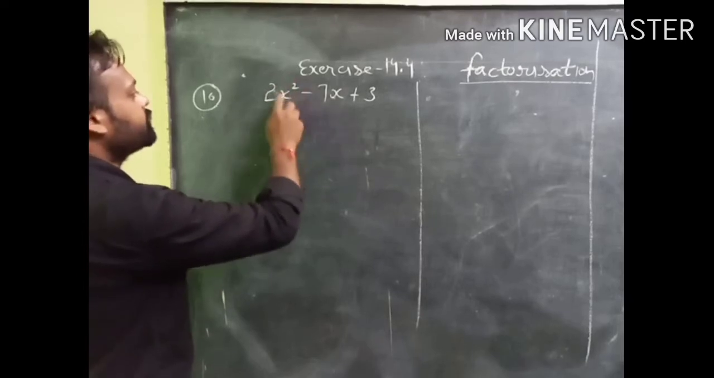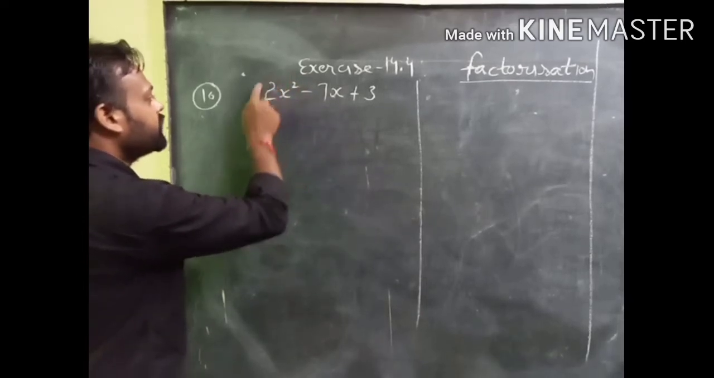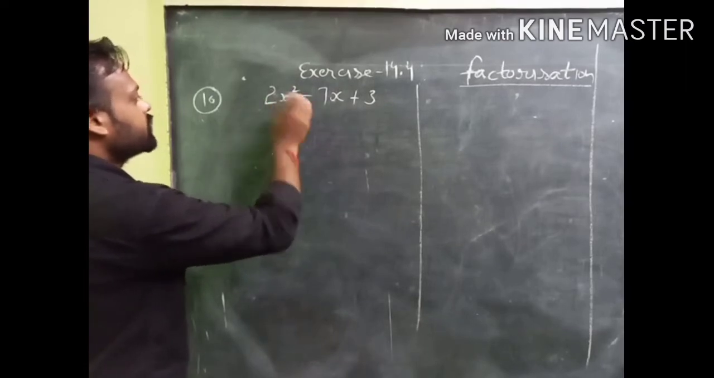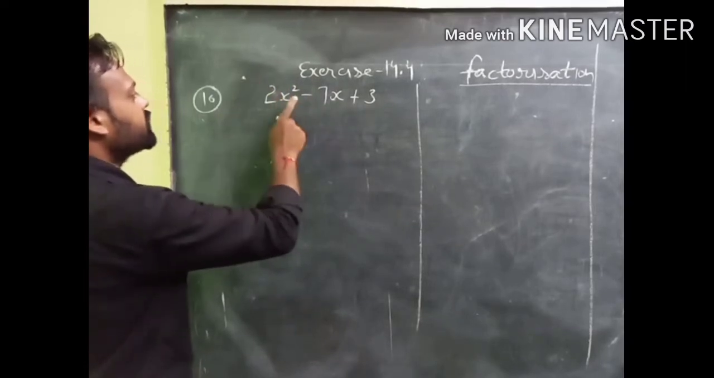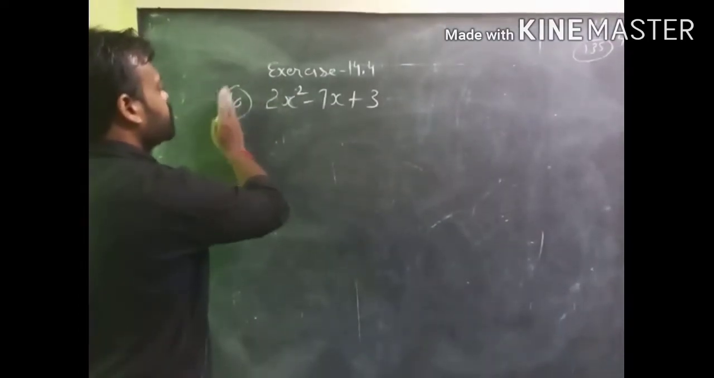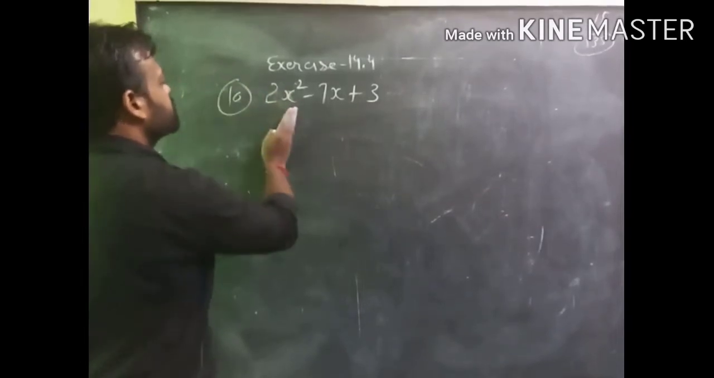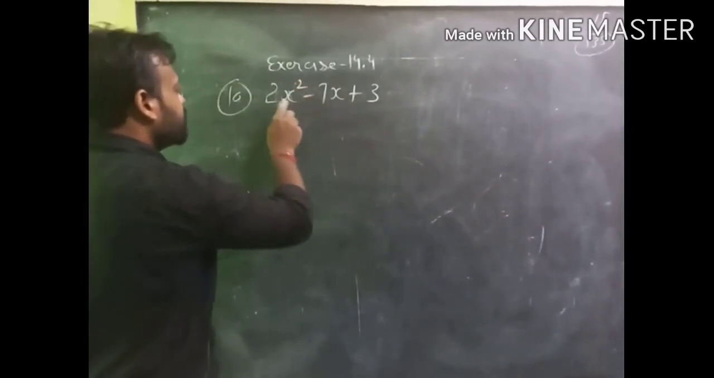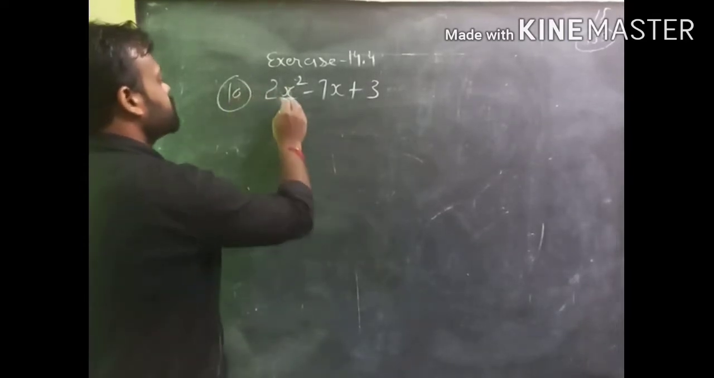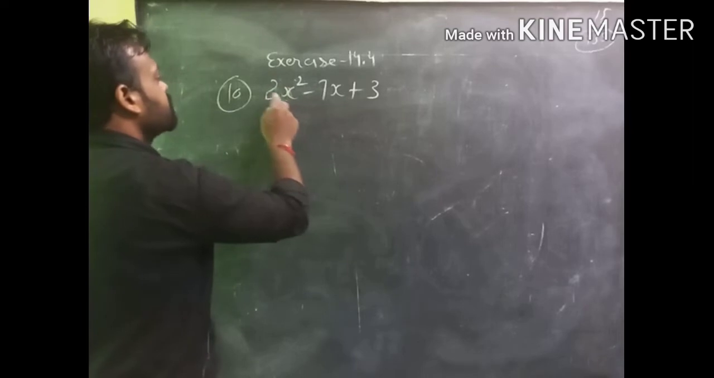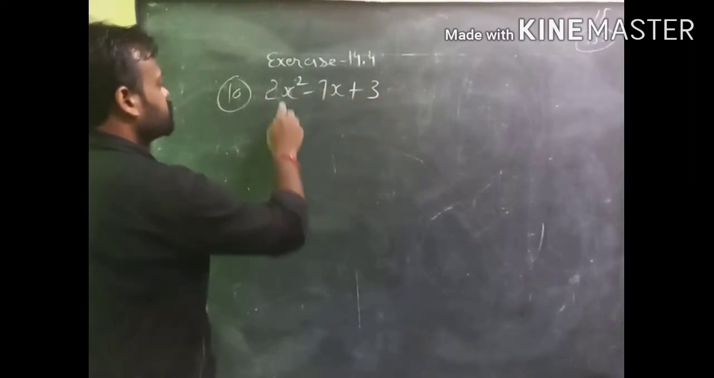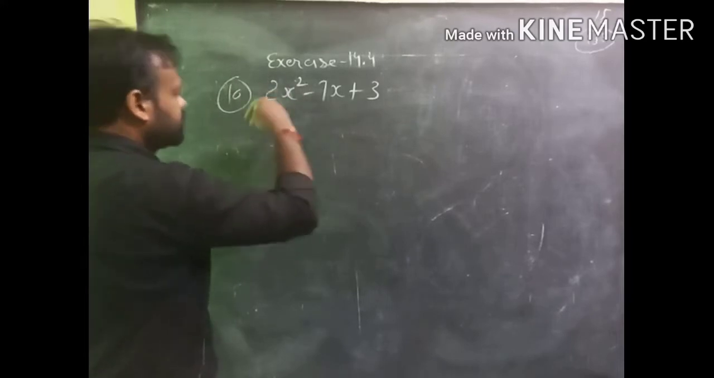What is the meaning of the coefficient of x square? It means the numerical value. In this case the coefficient of x square is 2. In our previous cases, in all the sums I solved from first to 9th, the numerical value of x square was 1. But from this 10th part, the numerical value of x square is not 1. It can be 2, it can be 3. Later on we can see different cases also. It cannot be 1 in all these cases.